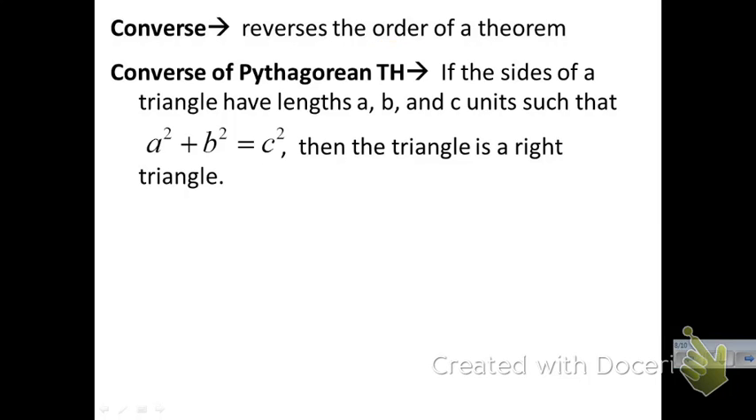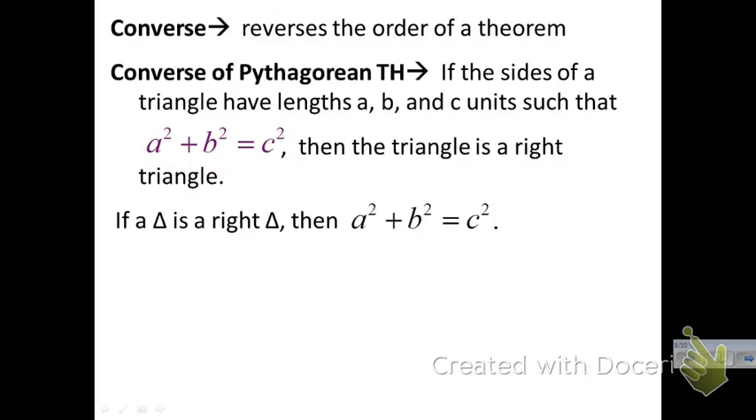So we're going to look at the converse of the Pythagorean theorem. It says if the sides A, B, and C make a triangle such that a squared plus b squared equals c squared, then it is a right triangle. So we're going to first say, hey, if the sides equal a squared plus b squared equals c squared, then we get a right triangle.